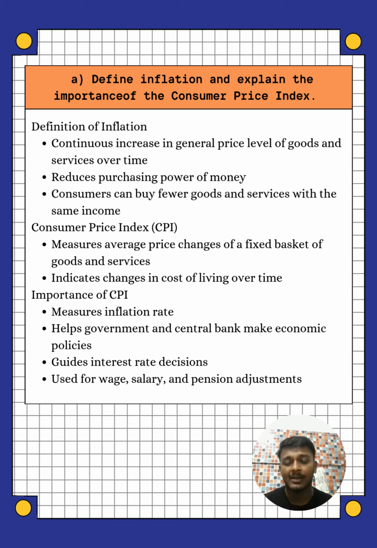money. Next, CPI measures the average price changes of a fixed basket of goods and services over time. It is used to show changes in the cost of living. CPI is important because it measures the inflation rate, helps the government and central bank make economic policies, and is used for wage, salary, and pension adjustments.